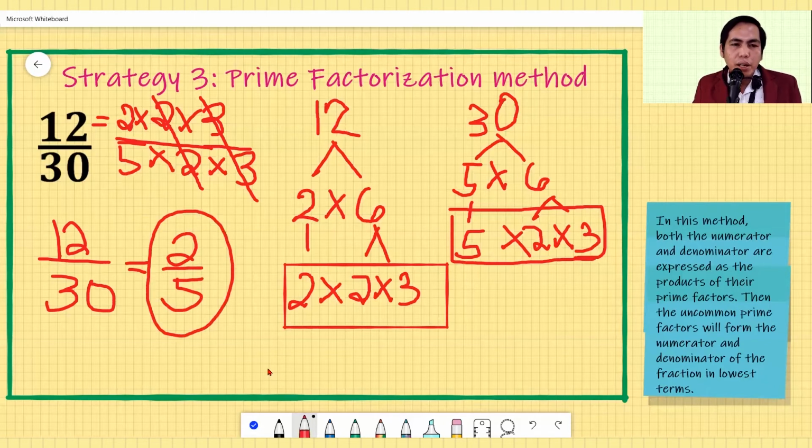Now the question is, what if there is more than one prime factor left in the numerator? The same thing also with the denominator.